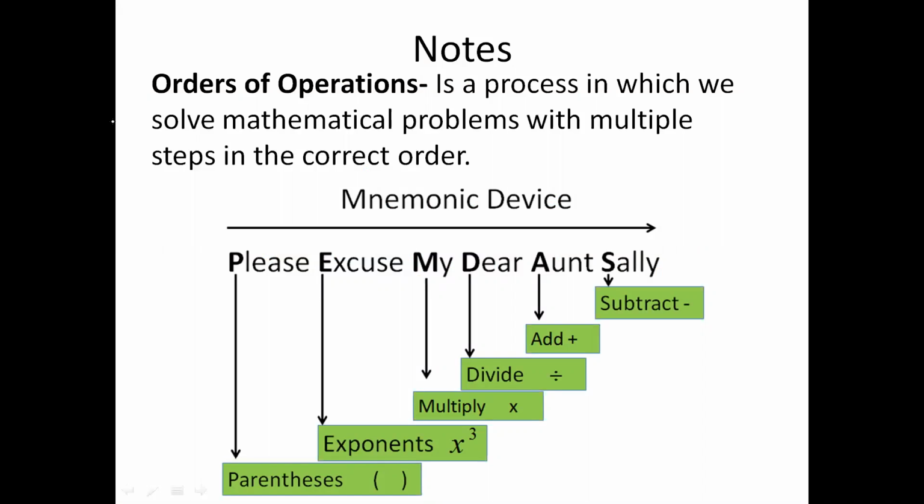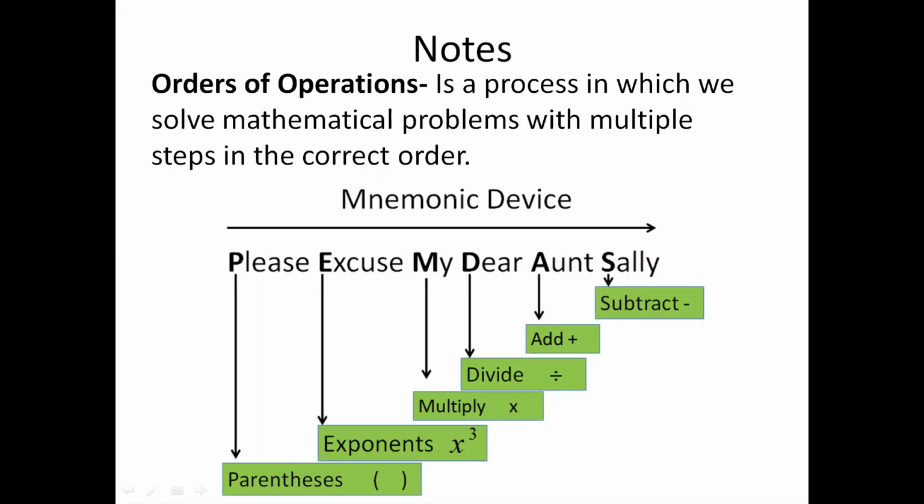You guys have seen a lot of this, and it's a way that if we're given a lot of numbers with addition, subtraction, multiplication, exponents, that we know what process needs to get done in order to get the right number. The mnemonic device that we use a lot is PEMDAS, or please excuse my dear Aunt Sally, which represents parentheses, exponents, multiply, divide, add, subtract.